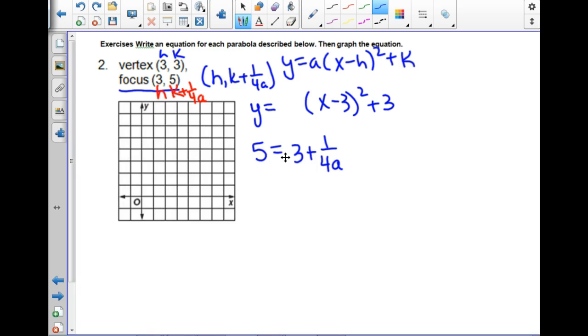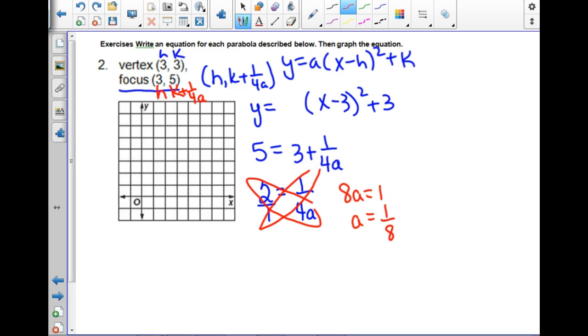Okay, the y value of the focus, 5, is equal to the k value, 3, plus 1 over 4a. So how we solve for a would be subtract 3, get 2 equals 1 over 4 times a. If you think of 2 as a fraction, think of it as a proportion. You can do cross products. That would give you 8 times a equals 1. Divide by 8, and you get 1/8 for your a value. Equation's done.